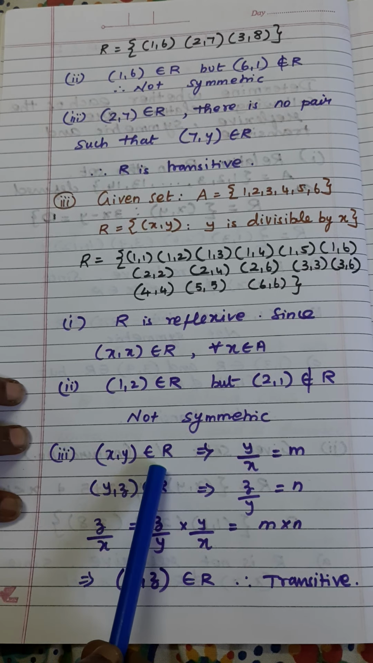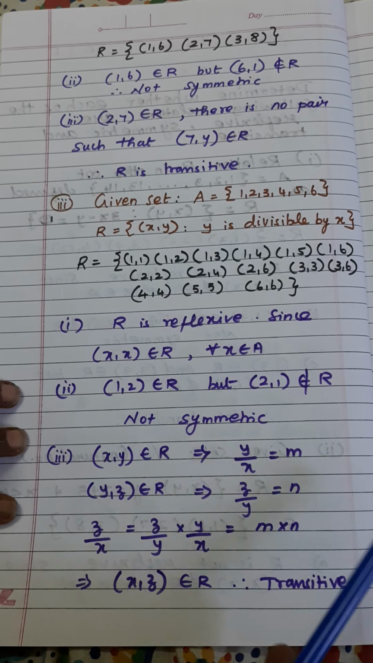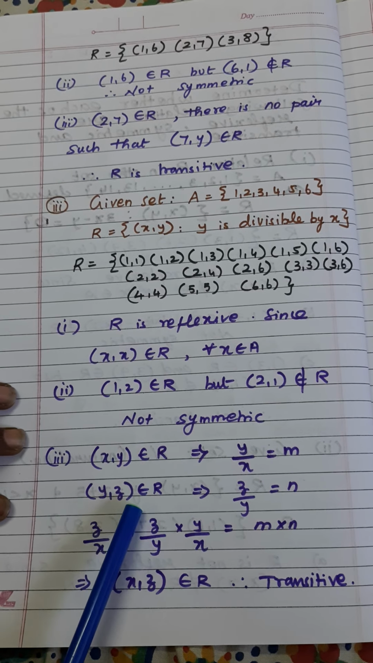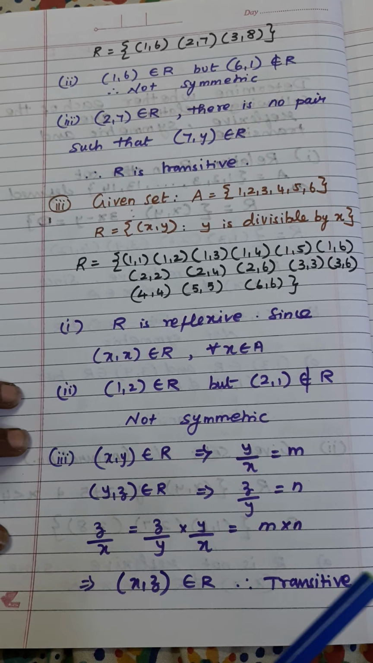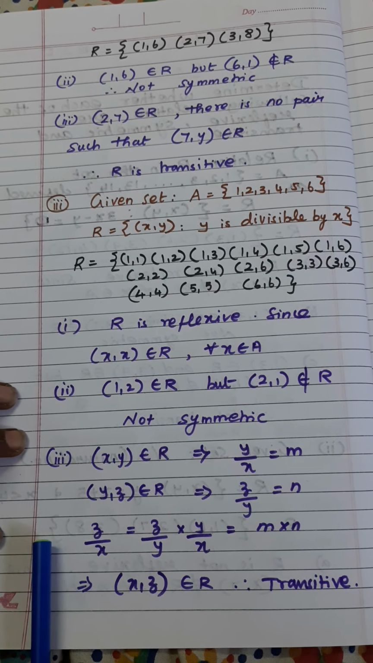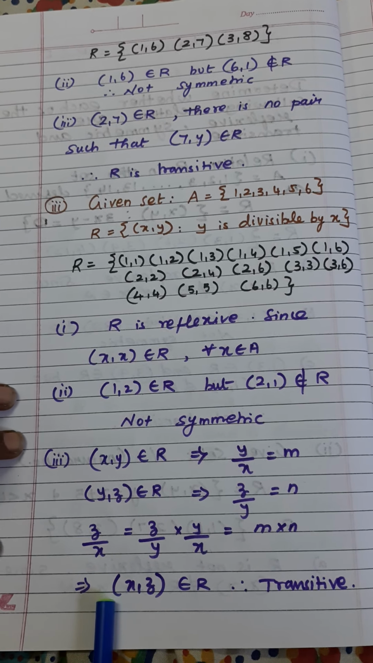(x, y) belongs to R, which means y is divisible by x, that is y/x = m, where m is some constant. Then (y, z) belongs to R, so z/y = n, where n is some constant. Now we need to find out whether (x, z) belongs to R or not, that is, whether z is divisible by x or not.